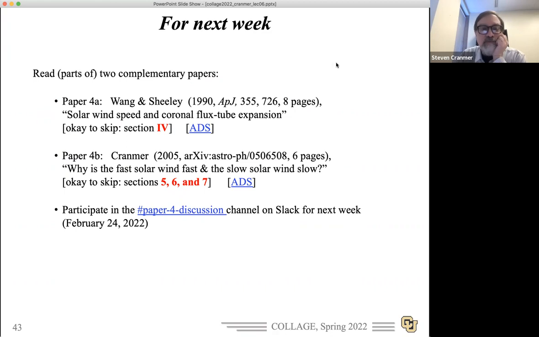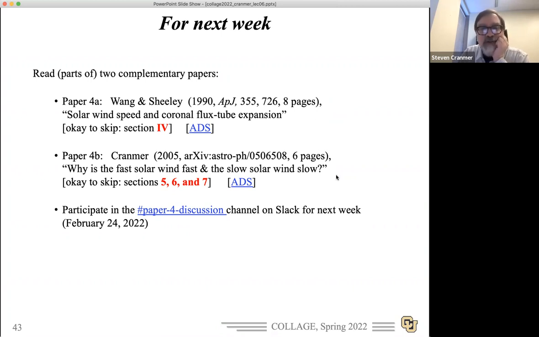For next week, I'm proposing that we read parts of two papers that I think are a bit complementary. The first one is Wang and Sheeley's paper from 1990 that introduced something that we now call the WSA, Wang, Sheeley, and Arge technique for estimating the wind speed just on the basis of the shapes of the magnetic field lines that you get from things like the potential field source surface method. Yeah, it's a short paper, and I think there's a skippable section in there too, so it's not too long.